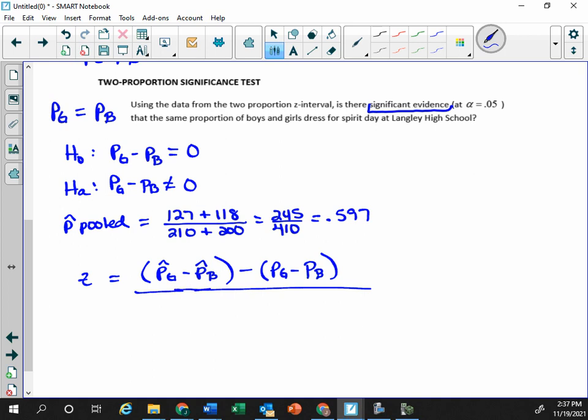And then divided by the whole p sub g minus p sub g over n sub g plus p sub b minus p sub b all over n sub b. We're not going to do that all by hand, okay?